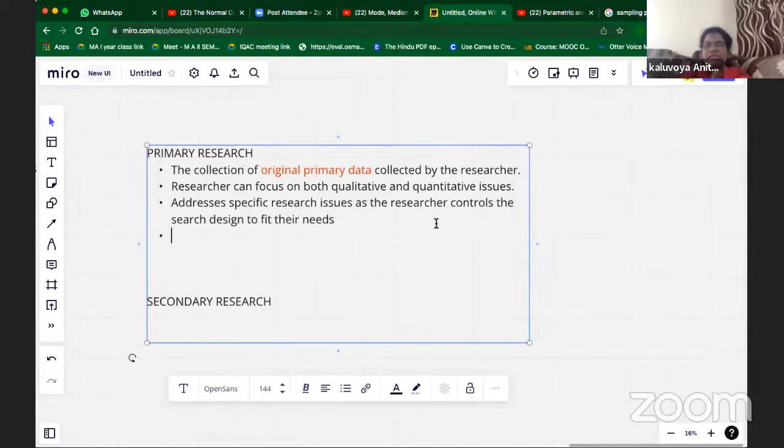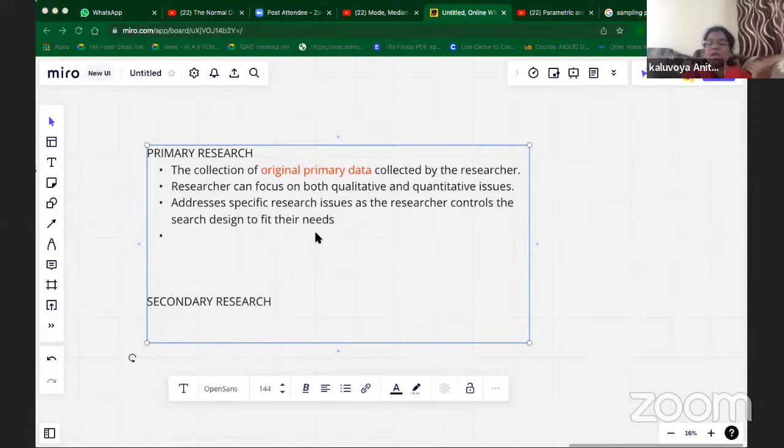One is the survey, second one is the observation method, where I have done field observations of the television serial viewers, third one is content analysis, where I have viewed the top rated television serials, and fourth one is the in depth interviews of the television serial directors. So four methods. It is a specific research issue. As a researcher, I control the research design to fit my needs. That's what it means. Okay.